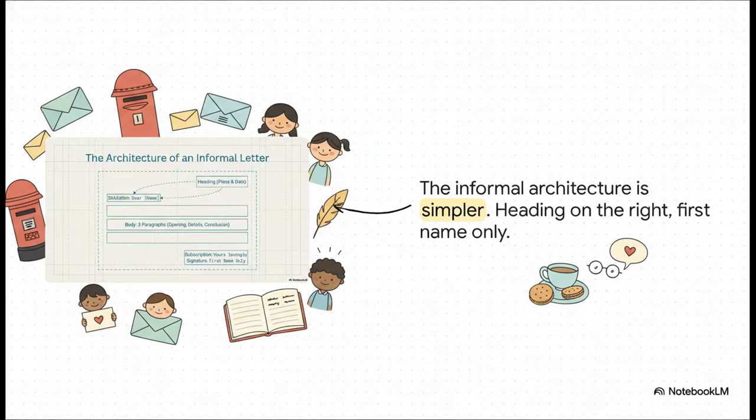Now, let's flip over to the informal letter. See the difference? It's so much simpler, right? Your address and the date just pop over to the top right. Your greeting is warm and friendly, like, Dear Priya. Then you jump into the body of the letter, and you close it out with something like, Yours lovingly, followed by just your first name. No need for all that extra stuff like a subject line.